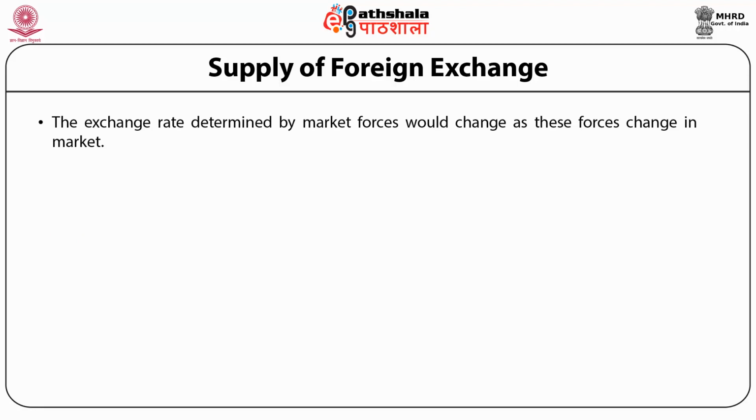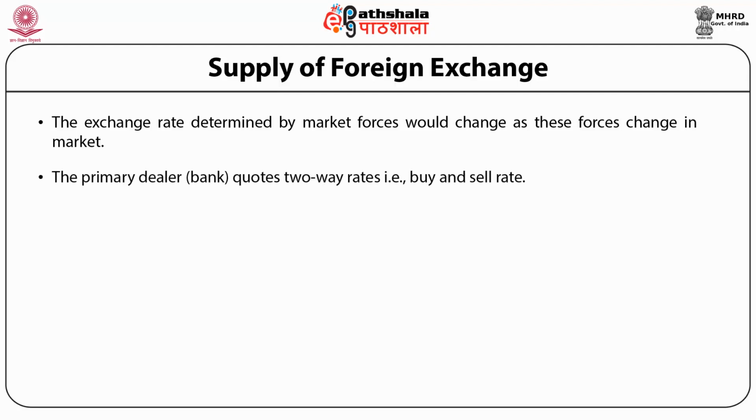The primary price makers buy, that is, bid, or sell, known as ask, the currencies in the market, and the rates continuously change in a free market, depending upon demand and supply forces. The primary dealer, that is, the bank, usually quotes two-way rates, that is, buy and sell rates.